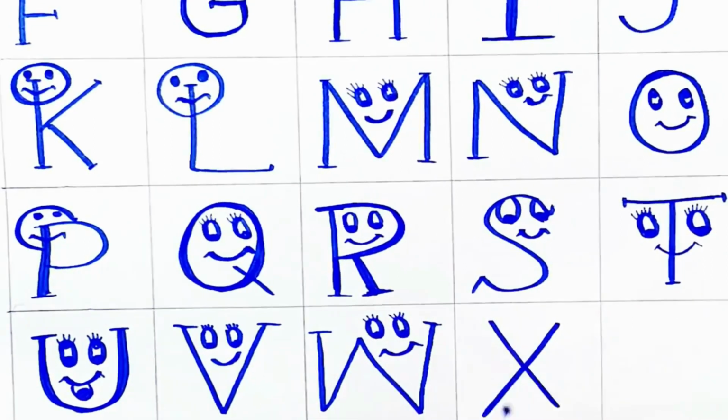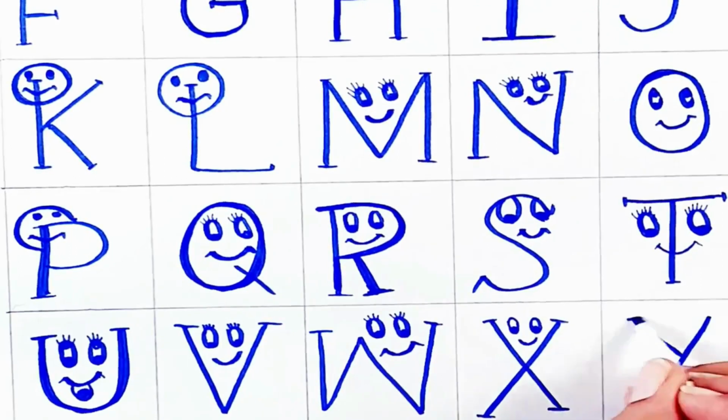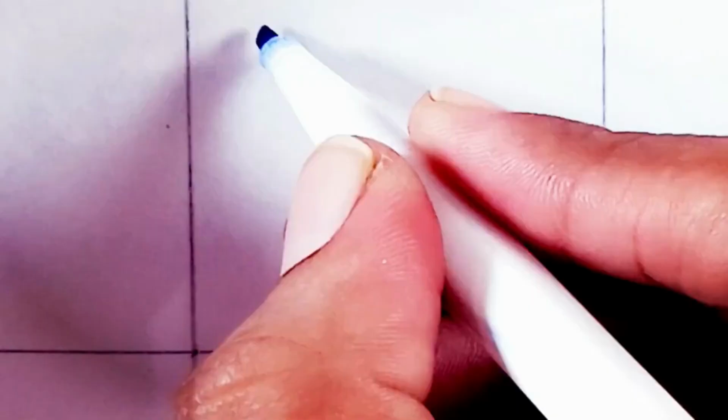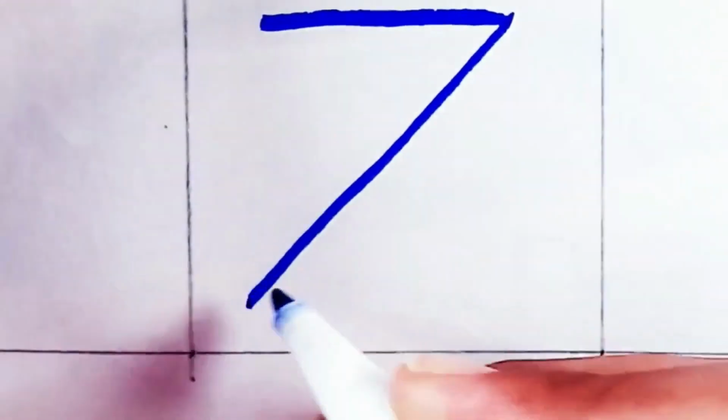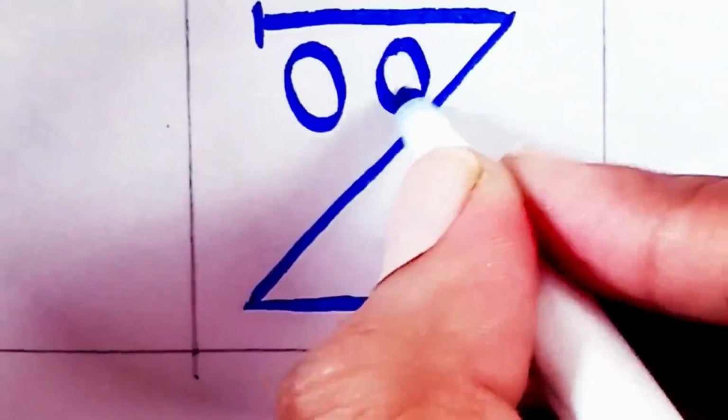X. X for xylophone. Y. Y for yogurt. Z. Z for zebra.